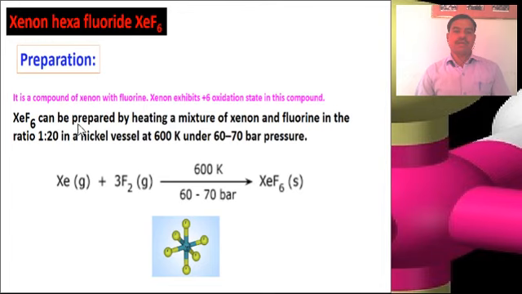Preparation of the XeF6 molecule: XeF6 can be prepared by heating a mixture of xenon and fluorine in the ratio 1:20 in a nickel vessel at 600 K under 60 to 70 bar pressure. In the molecular formula XeF6, it is a compound of xenon and fluorine, and xenon exhibits a +6 oxidation state in this compound. These are the reactions of the XeF6 molecule.